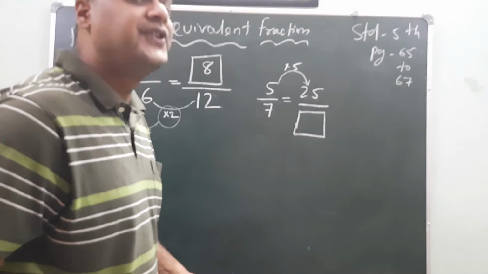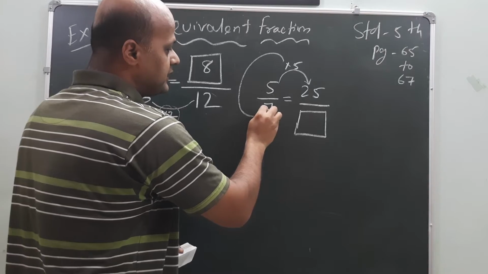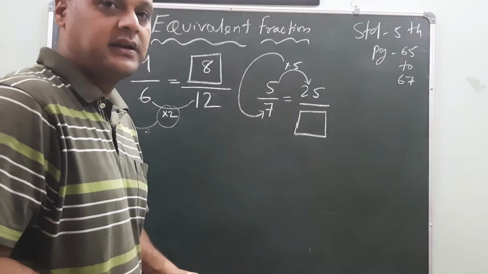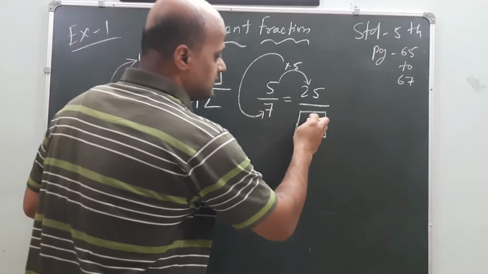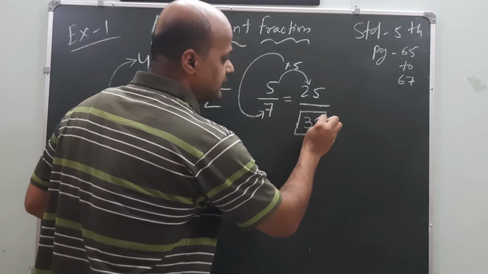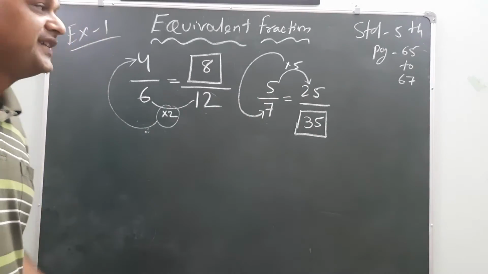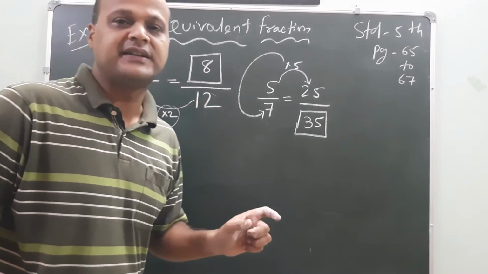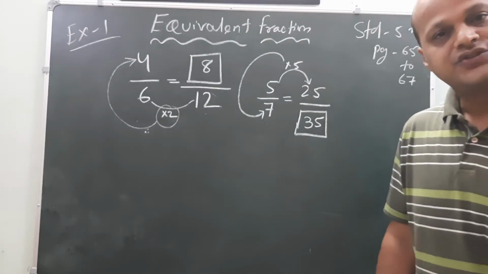Yes or no? Very good. Now the same multiplication will be done with 7. 5 7s are 35. Okay, now the result is done. Understood? So this is the kind of fill in the blanks that comes in your examination. And this is the trick you have to use to solve it, my dear friends.